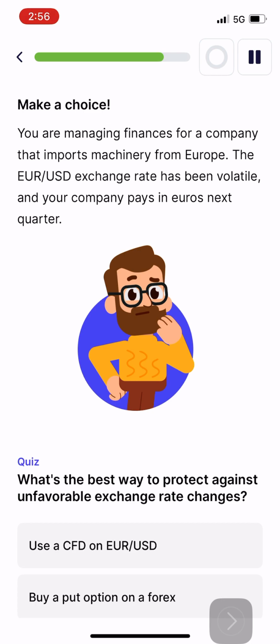You're managing finances for a company that imports machinery from Europe. The euro to US dollar exchange rate has been volatile, and your company will need to pay in euros next quarter. What's the best way to protect against unfavorable exchange rate changes? Should you use a CFD on euro to US dollar, buy a put option on Forex, use a Forex futures contract, or buy euros today and hold them?